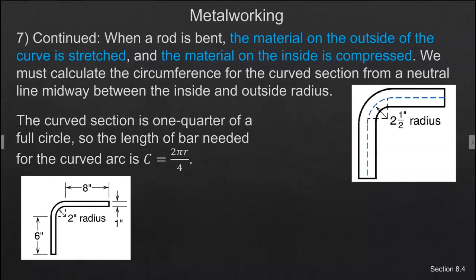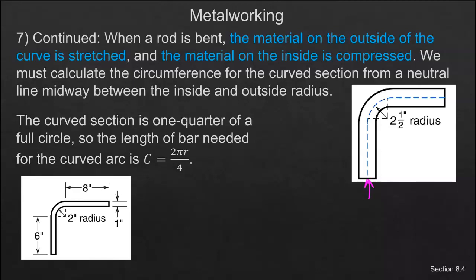All right, so the next part of this says, what is happening? I was trying to advance my page that has numbers on my other computer. Now, this is kind of an important part of this. When a rod is bent, the material on the outside of the curve is stretched, the material on the inside is compressed. We must calculate the circumference for the curved section from a neutral line midway between the inside and outside radius. I call that the midline. So you can see that right here. That's the midline of this piece of metal.